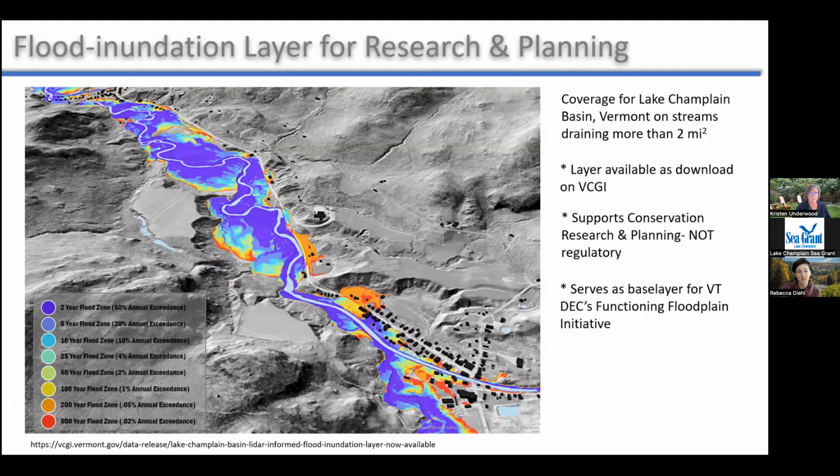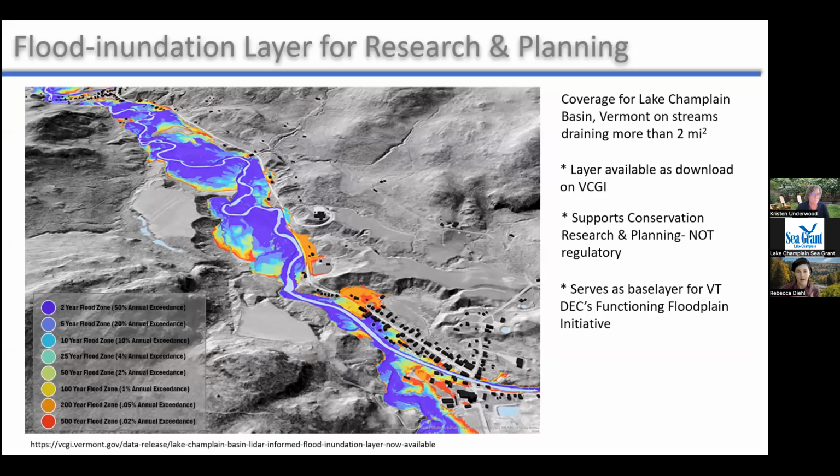So as I said, in 2022, we finalized the most recent version of these floodplain maps. We did this for all streams that drain to Lake Champlain here in Vermont, that drain greater than 2 square miles. They range, as Kristen noted, from the 2-year flood, showing the extent of that, to the 500-year flood, shown here in red. These maps, as I said, exist. They're also publicly available for download through the VCGI.